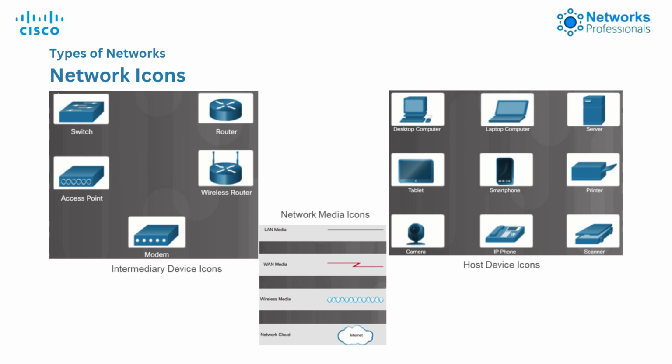Intermediary device icons. These icons represent devices that connect and manage traffic within the network. Examples include routers, switches, and wireless access points. They help direct data between devices and ensure efficient communication.